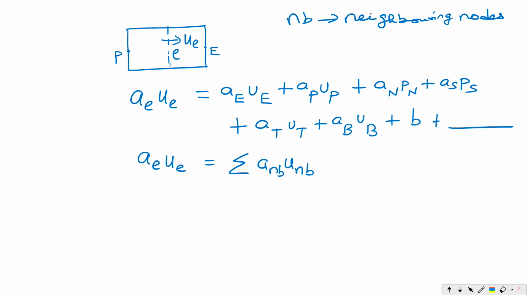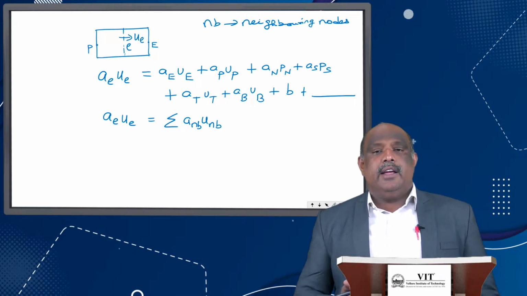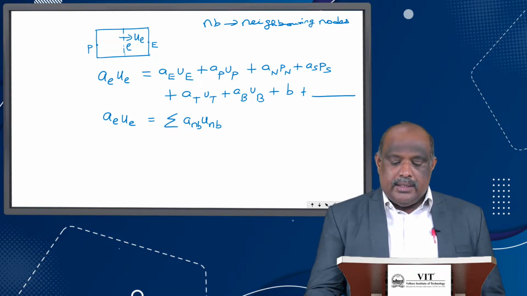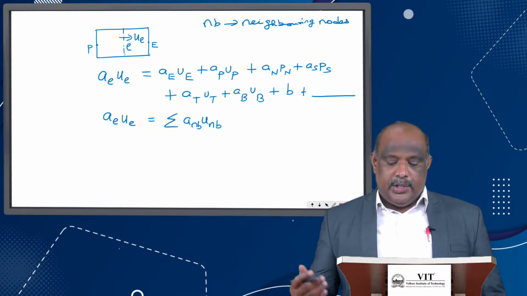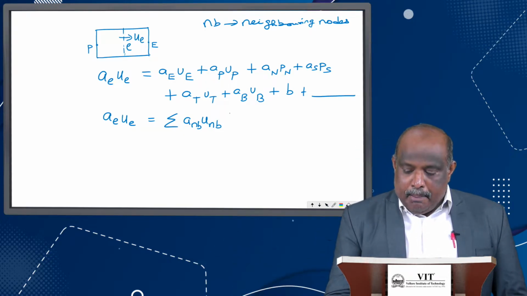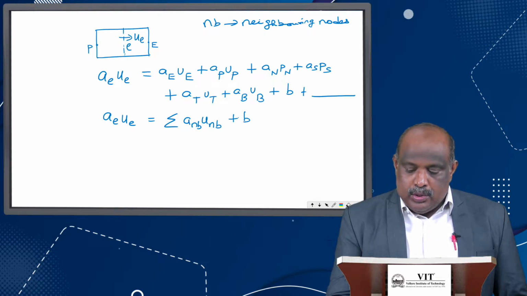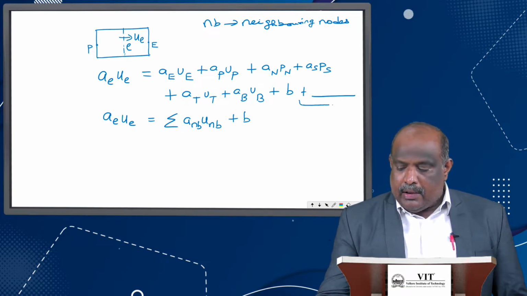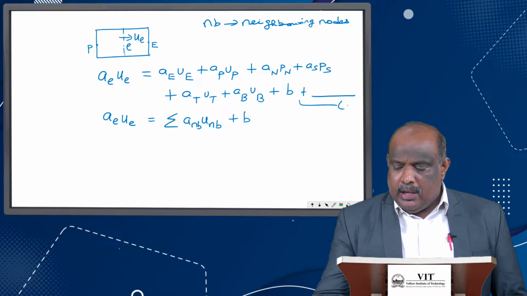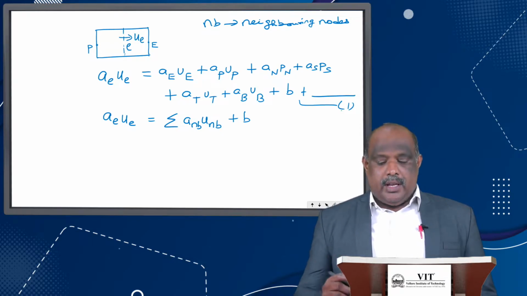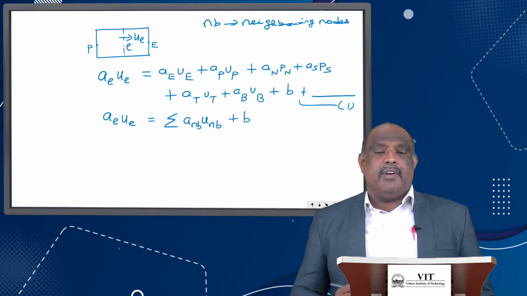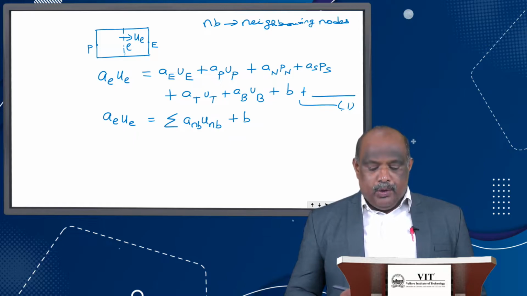Now sigma means it can be either east and west. Additionally we can also add north and south. Additionally if you want it for 3 dimensional we can add top and bottom also. So according to the case this sigma can be extended for 1D, 2D and 3D. So aNB uNB plus B. Let us have this as equation number 1. This equation I have reduced to this simplified form as sigma aNB uNB plus B.